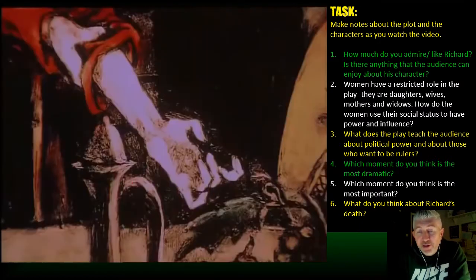So he's now using his deformed left arm as evidence that a witch has put a curse on him.